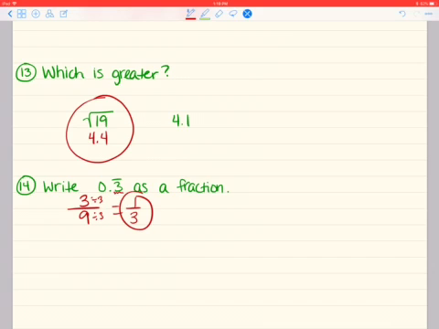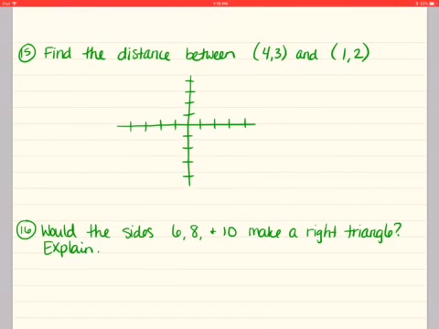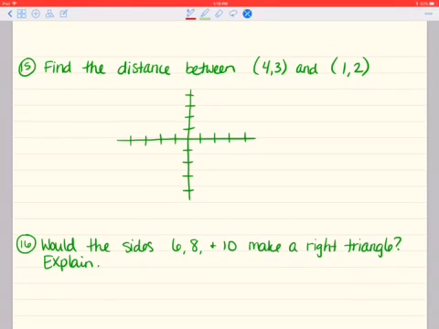All right, and the third and final page, number 15, says find the distance between (4, 3) and (1, 2). So I'm going to plot those points first. So (4, 3) is right there, and (1, 2) is right here. And then I'm going to connect those with a line.